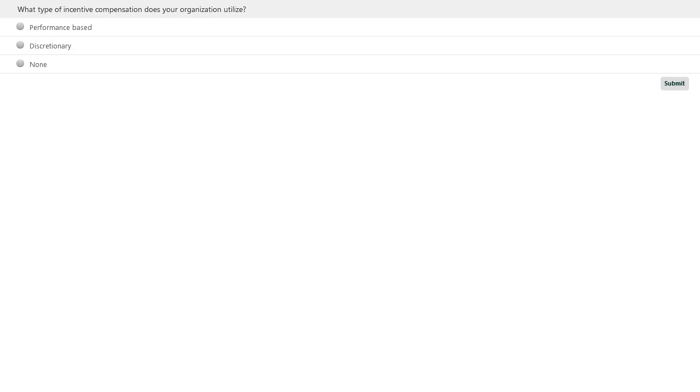Before we get to the last piece, there's a preparatory question. I think this is our fourth and final polling question: what type of incentive compensation does your organization utilize? Performance-based, discretionary, or none, meaning you don't have any incentive compensation program, you just pay salary or hourly. So performance-based, discretionary, or none. Tanya, were you going to say something?